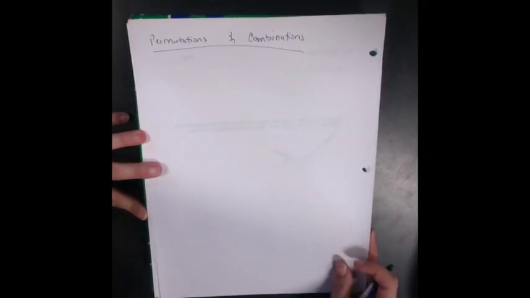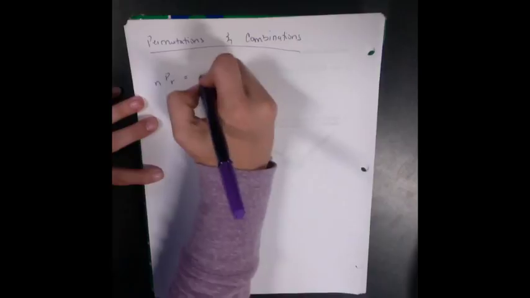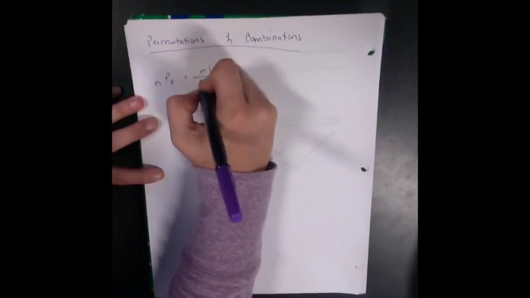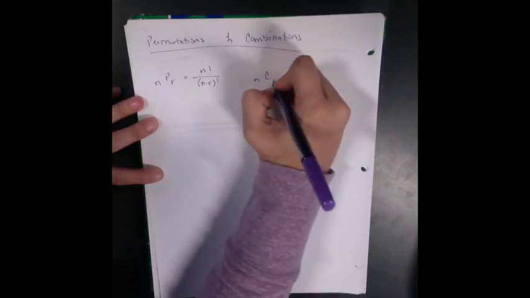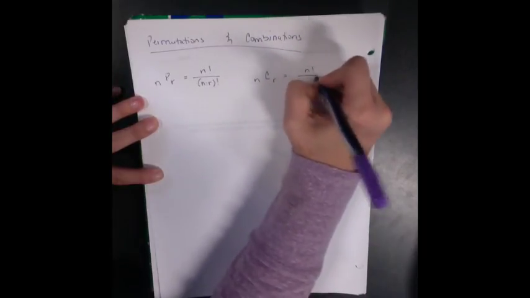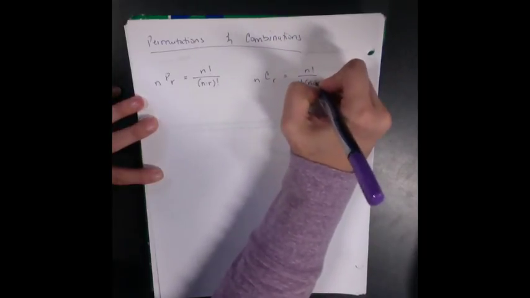Let's talk about permutations and combinations. So, permutations, we have nPr. The formula is n factorial over n minus r factorial. Combination, we have nCr, which is n factorial over r factorial times n minus r factorial.